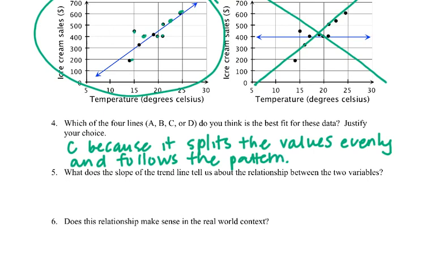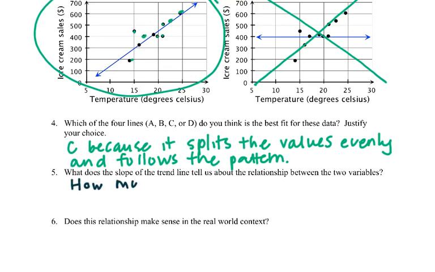All right, number 5. What does the slope of the trend line tell us about the relationship between the 2 variables? So we're comparing temperature in degrees Celsius and ice cream sales. So really what we're talking about is how these are affected by these. So we're going to say that whatever the slope is, we're not going to find it today, but whatever it is, it's definitely positive or increasing. And what we're talking about is ice cream sales. So it's how much our ice cream sales are increasing for each degree Celsius we add to the temperature. So that's basically what we're going to write for number 5.